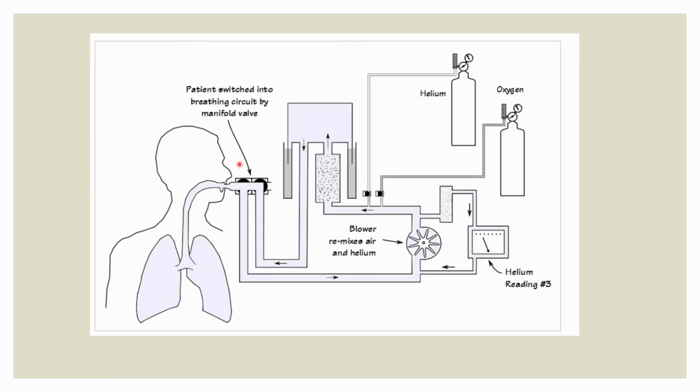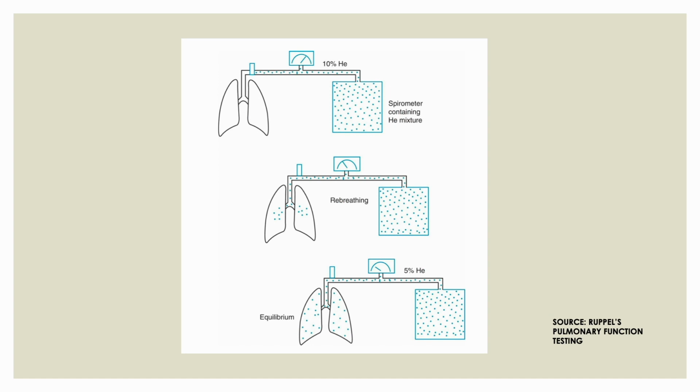So the patient is switched into the breathing circuit using a valve. Now the blower mixes the air and a concentration of helium enters and oxygen, and now this whole system contains the same concentration and volume. So this is the spirometer's volume. This is the concentration we had started with, about 10%, and then the breathing and rebreathing multiple breaths occurs, and now we've achieved a concentration, say 5%, at which an equilibrium has been achieved.